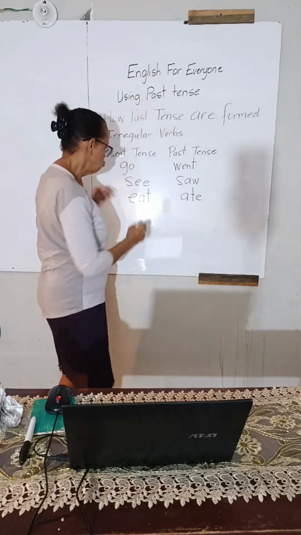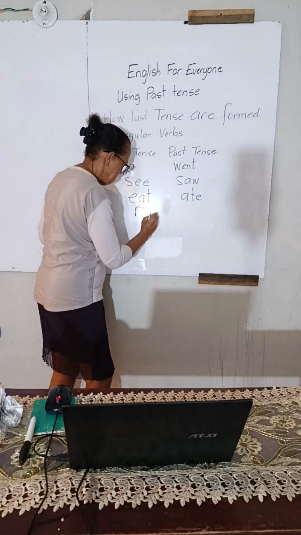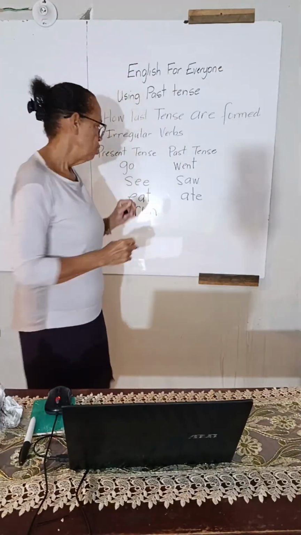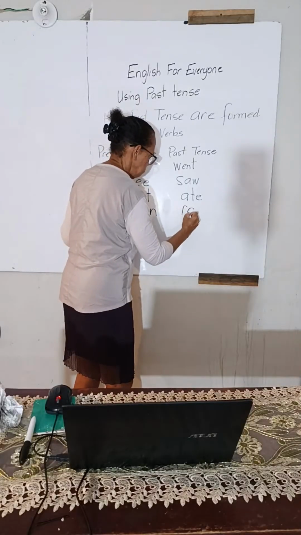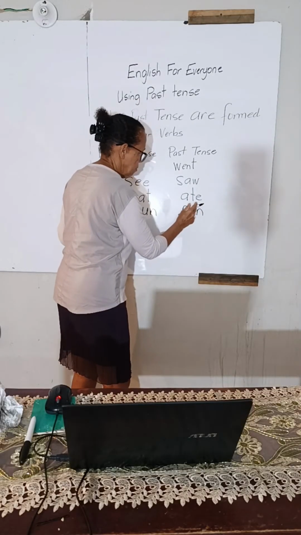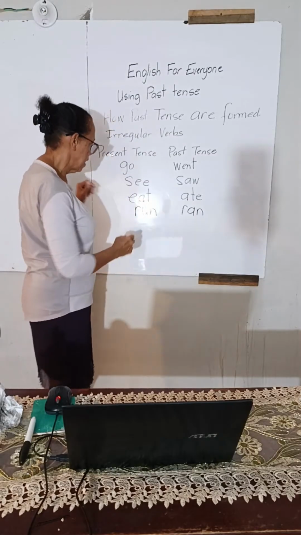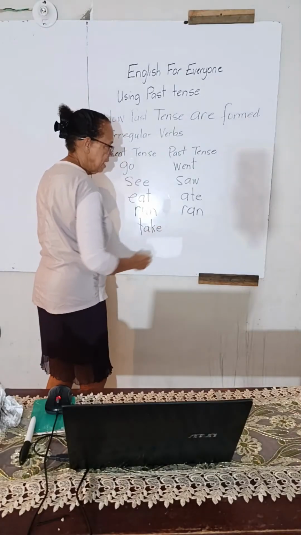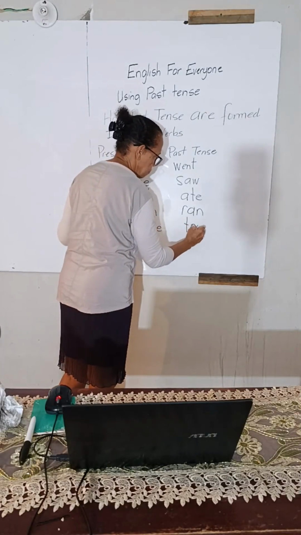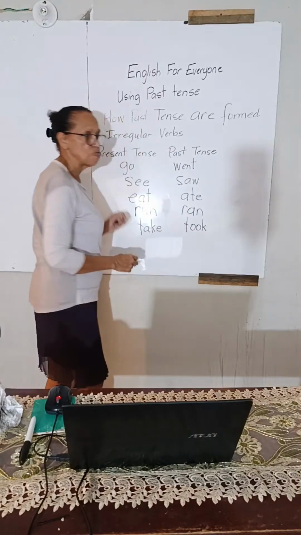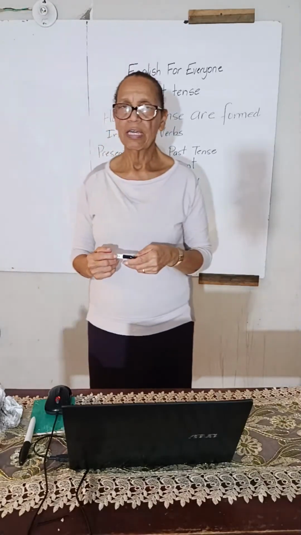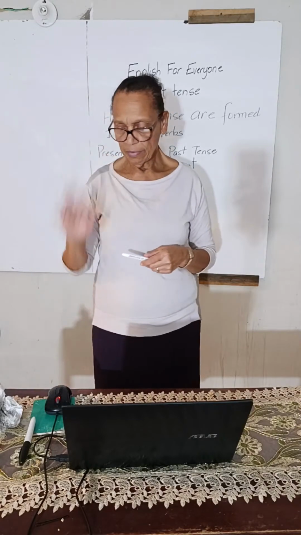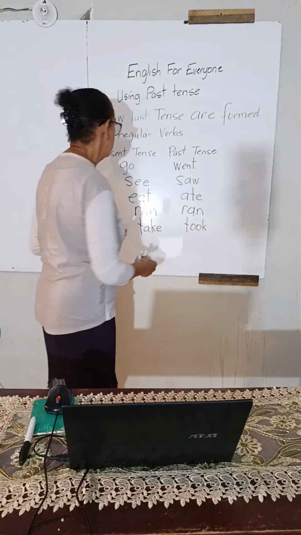What about the word run? What's the past tense for the word run? Ran. What about the word take? What's the past tense? Took. So these are called irregular verbs.